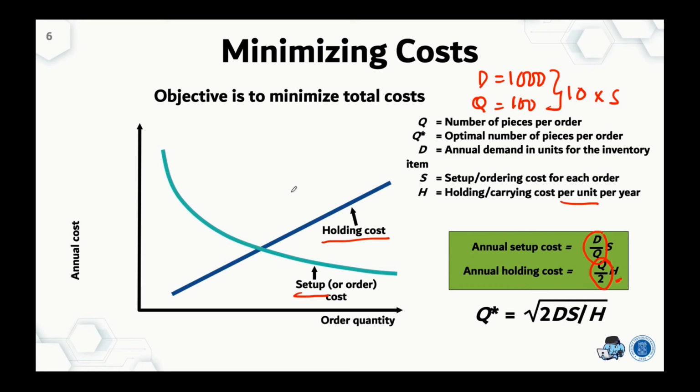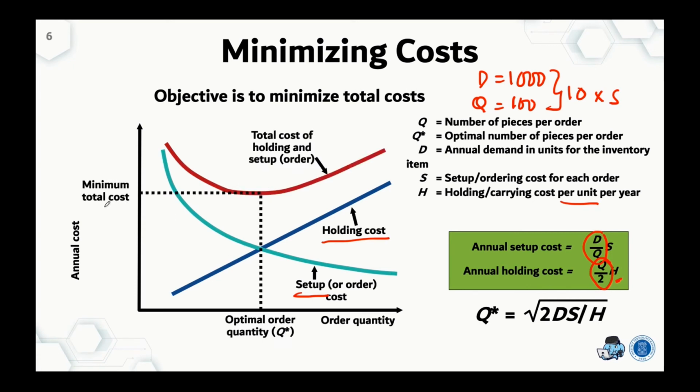At which point this cost will be the minimum, we see here. So this is the minimum total cost. This is exactly at the intersection between the holding cost and setup cost. So when we calculate this, we get the optimum order quantity, and the formula for this is 2 multiplied by demand multiplied by S, the setup cost, divided by the holding cost per unit, and this should be the square root.